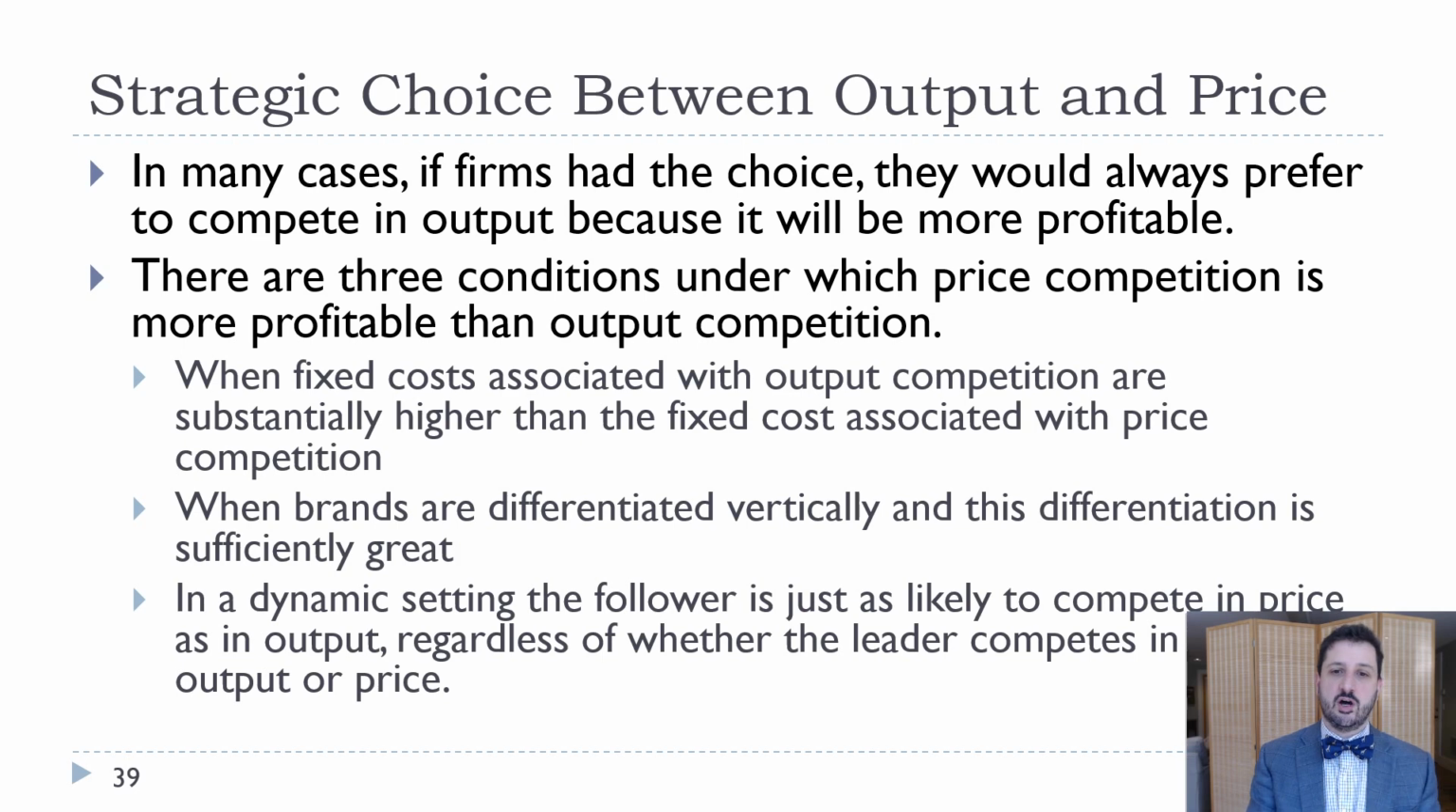So one is when fixed costs associated with output competition are substantially higher. Because you are choosing to compete in output, you increase your fixed costs, and that's going to be one reason you might not do it. Another is when brands are differentiated vertically, right? So there's a quality differentiation, and if it's sufficiently large, then you might choose to compete on price. And in a dynamic setting, the follower might be just as likely to compete in price as in output, right? So we said the leader is more likely to compete in output and choose their output level, but the follower may choose either one, depending on how the model is set up. So there's lots of oligopoly models, and really Cournot and Bertrand are the standards, but there's lots of versions of those. And in Chapter 11, what we'll look at is this dynamic setting when one firm moves first and then another firm moves, right? And also thinking about potential entrants and things like that.